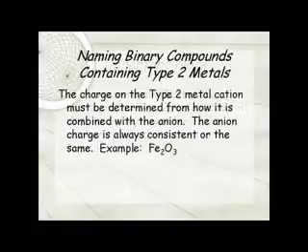Naming binary compounds that contain type 2 metals has a little bit of an edge to it, and the edge is that you must determine the charge based on the anion that it's combined with. So the anion charge is always consistent. Let's look at an example, Fe2O3.